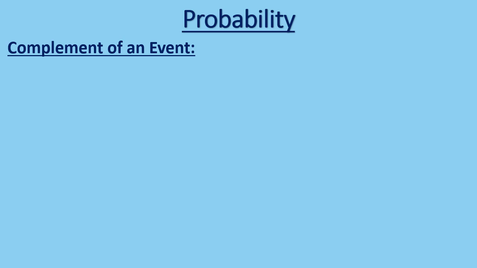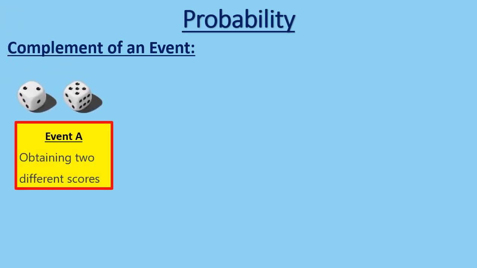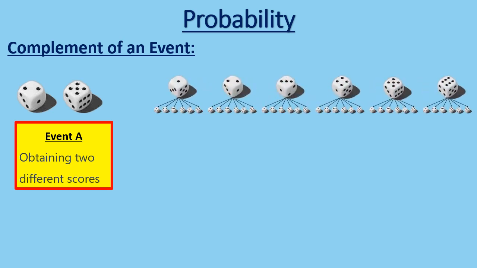Consider the experiment of throwing 2 dice and calculating the probability of obtaining 2 different scores. The sample space of this experiment can be represented as the set of all possible pairs of scores obtained from the 2 dice. As shown in the diagram, this set contains 36 outcomes as a result of multiplying the 6 possible outcomes for the first die by the 6 possible outcomes for the second die.